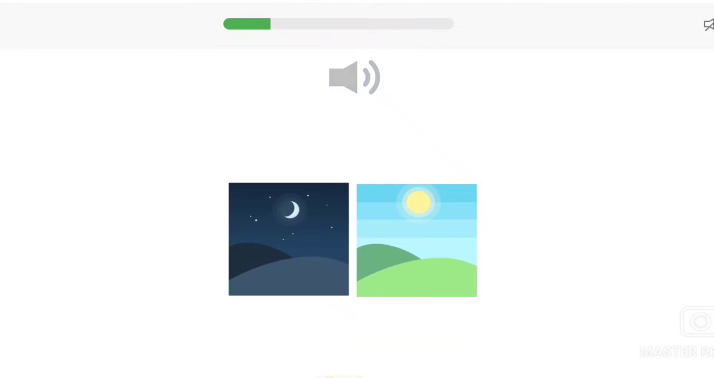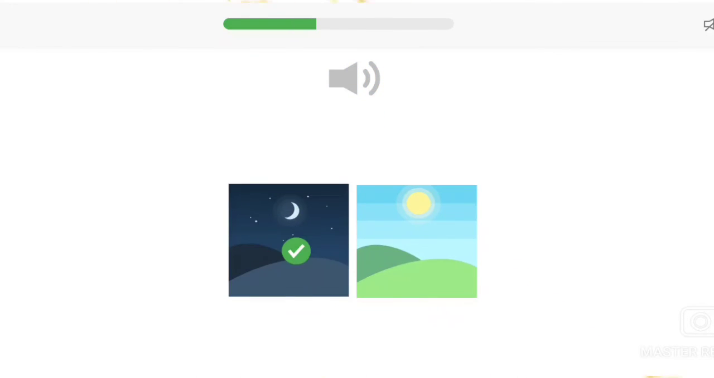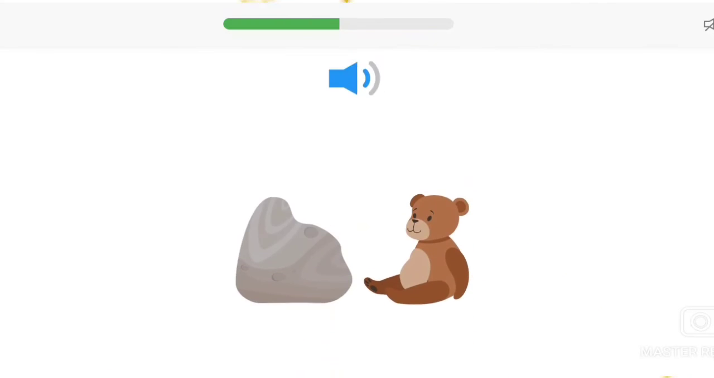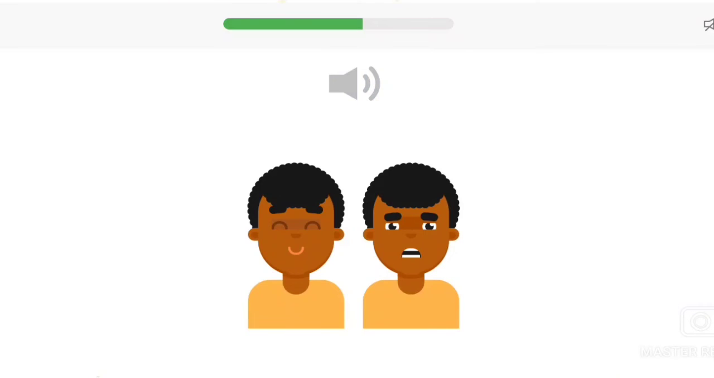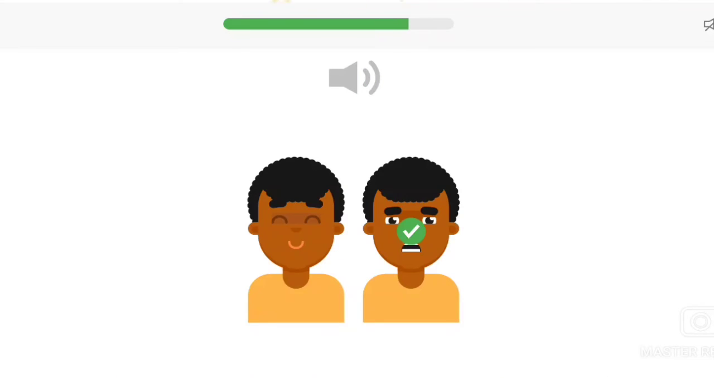Light. This is light. Dark. This is dark. Light and dark. Hard. The stone is hard. Soft. This is soft. Hard and soft. Happy. Which child is happy? This boy is happy. Sad. This is sad. Happy and sad.